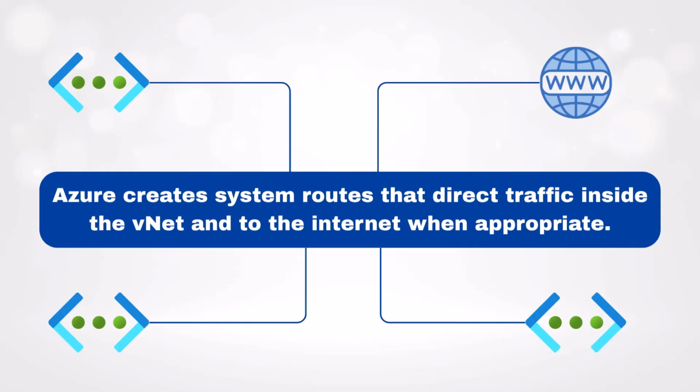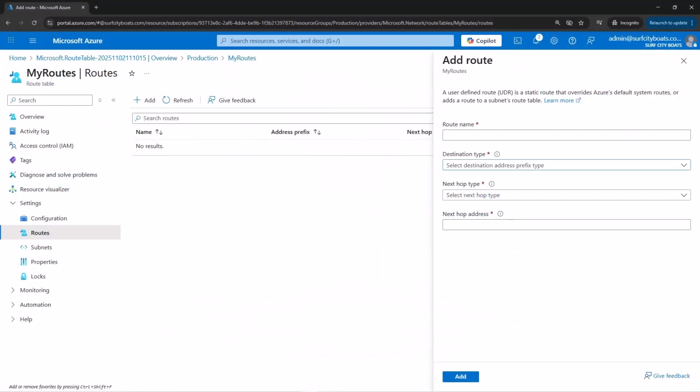I should note that routing within a virtual network is mostly automatic because Azure creates system routes that direct traffic inside the network and to the internet when appropriate. However, you can customize this routing with user-defined routes, or UDRs, to send traffic through a firewall, or maybe a network virtual appliance, or a NAT gateway if you need more control.